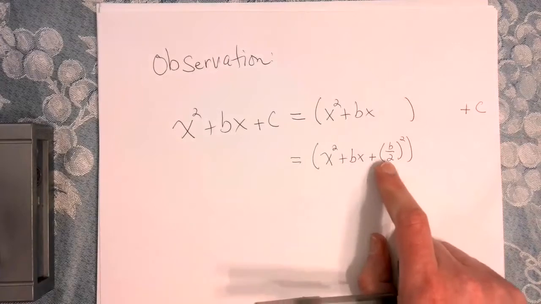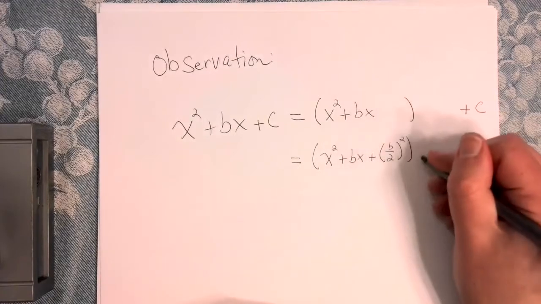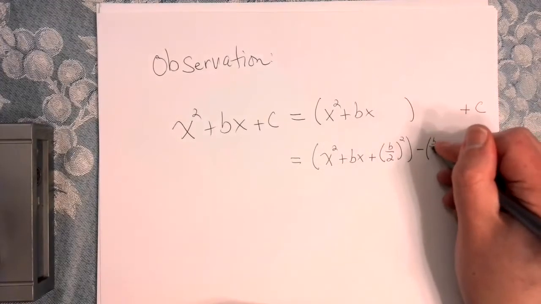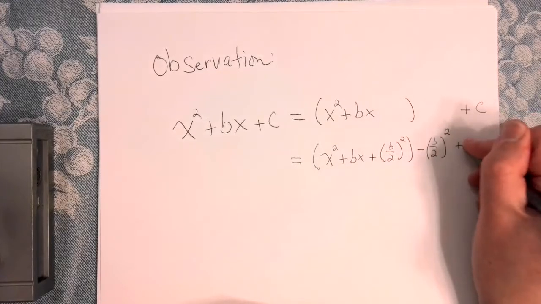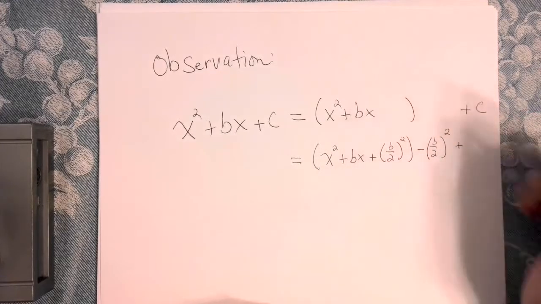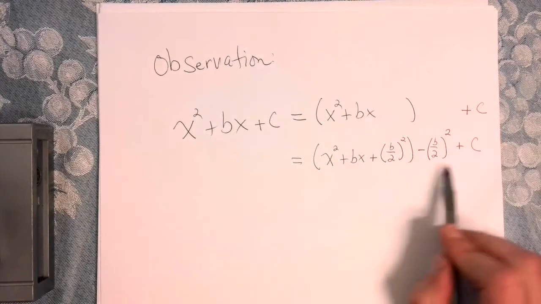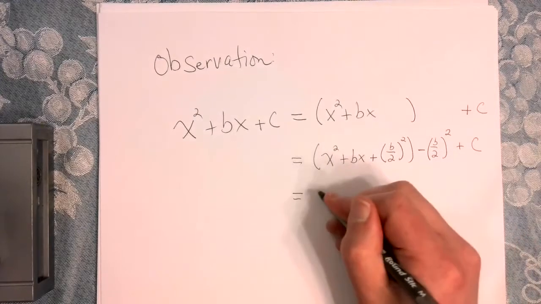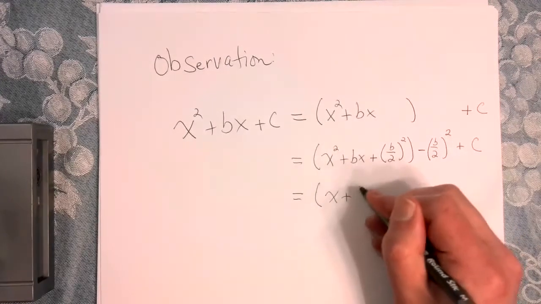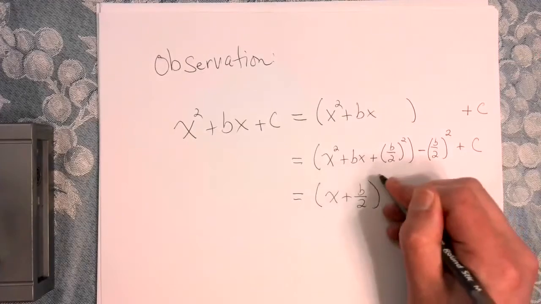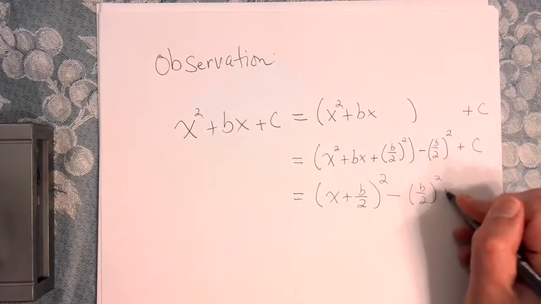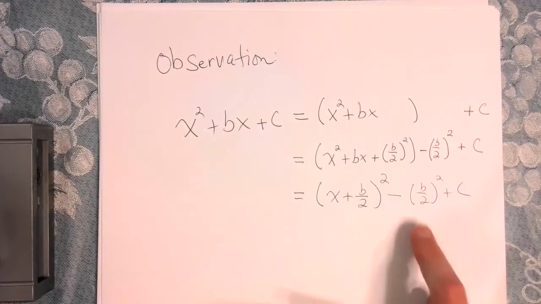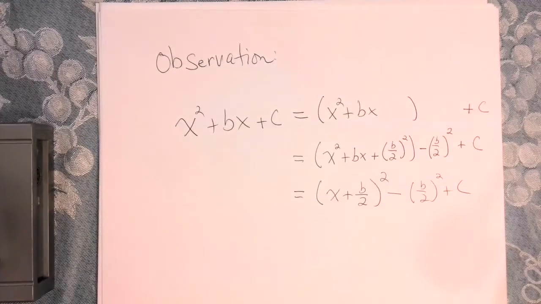Well, we can't just go adding quantities. For balance, I also subtract that same quantity, so the total net change is 0. But it's legal to do this, and it's useful, because what I now get when I factor this is a binomial squared. In practice, we usually combine these, but I think this is just fine. So that gets at the heart of completing the square.